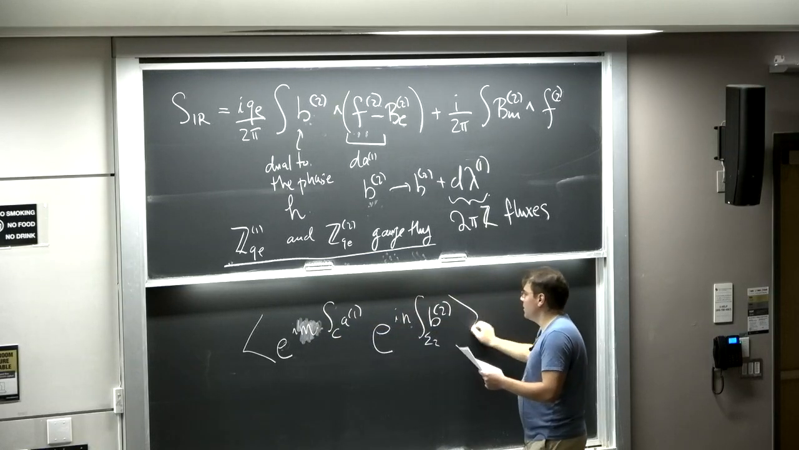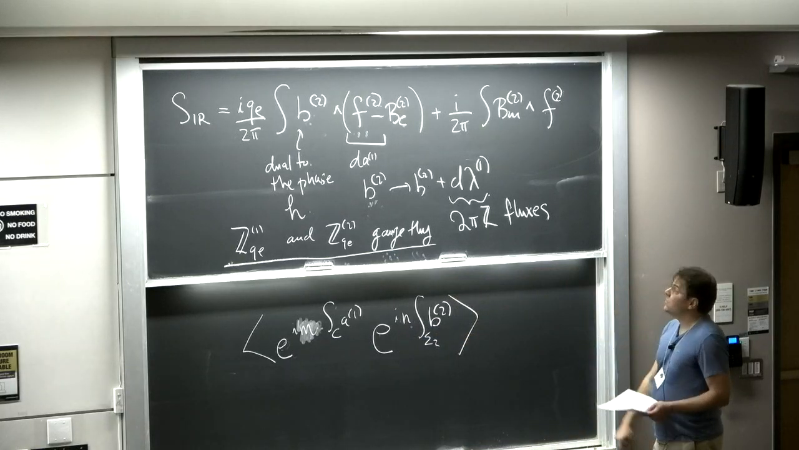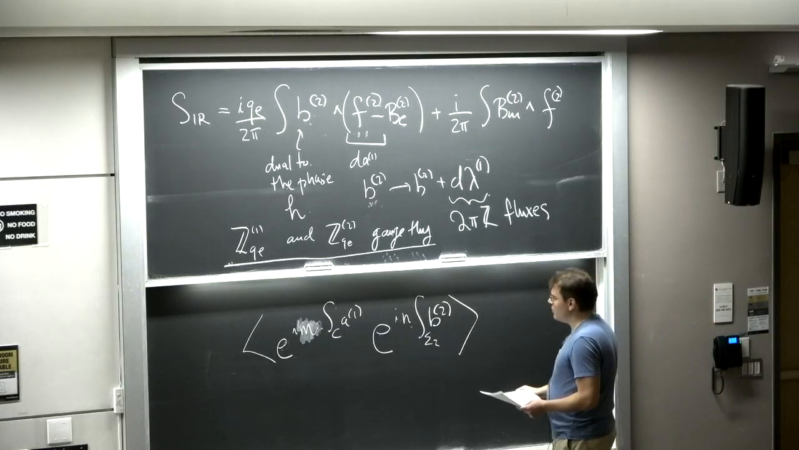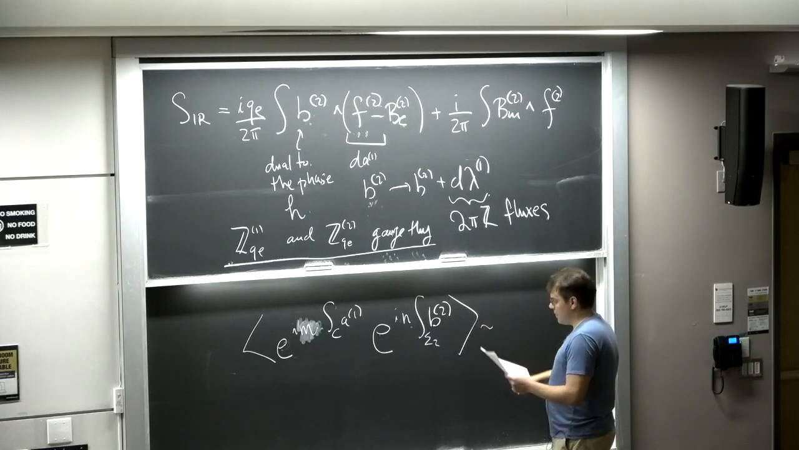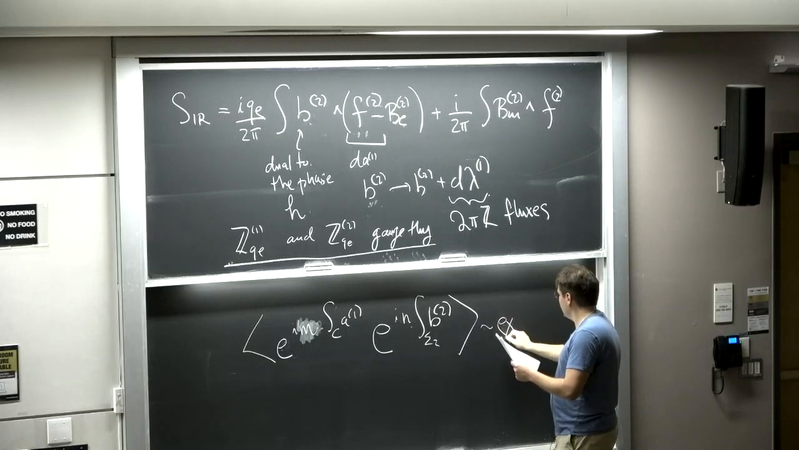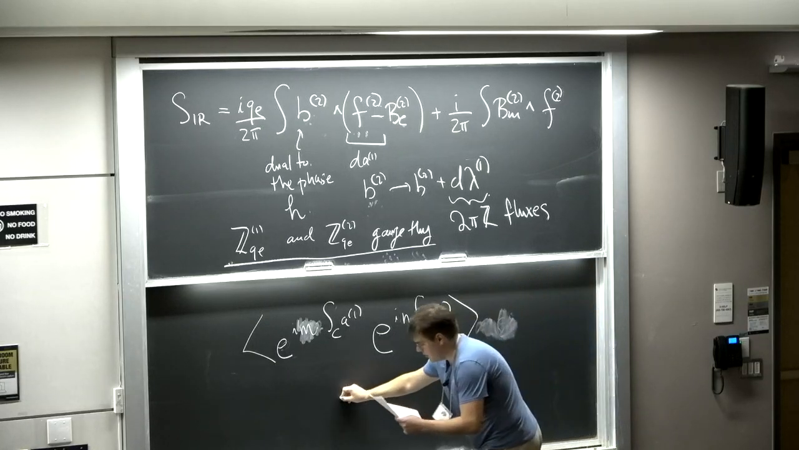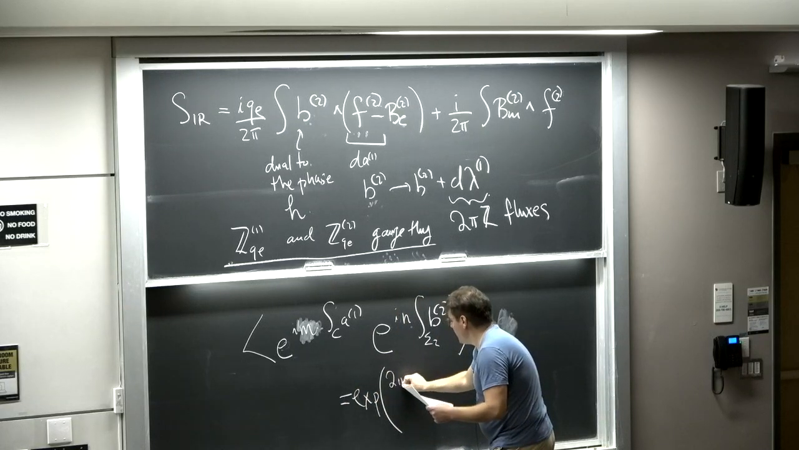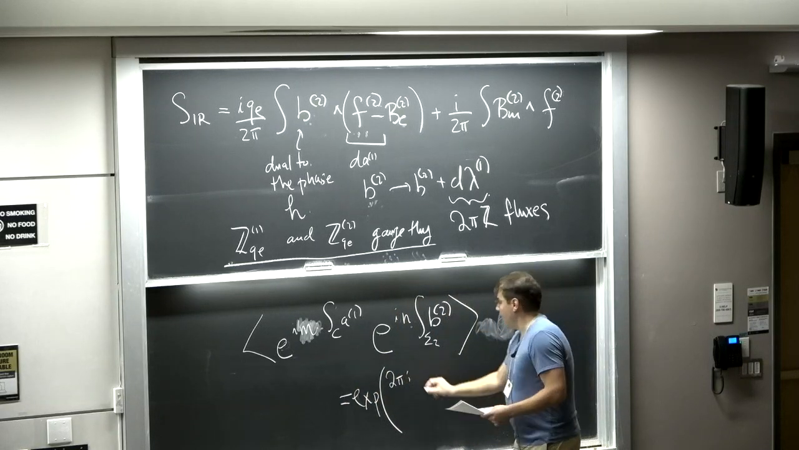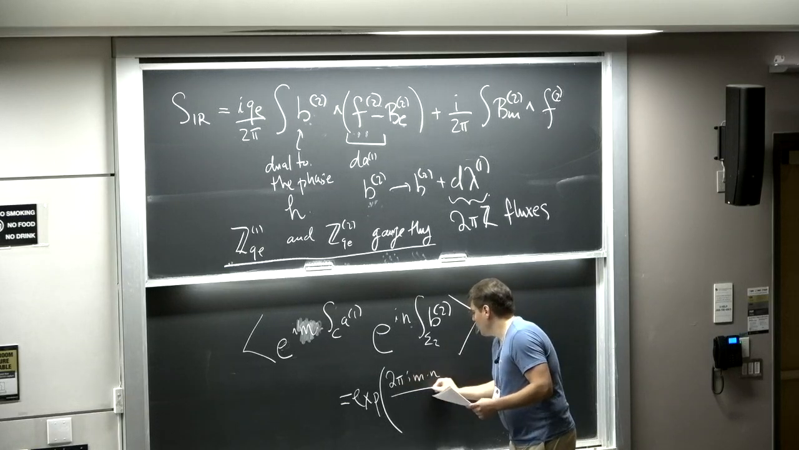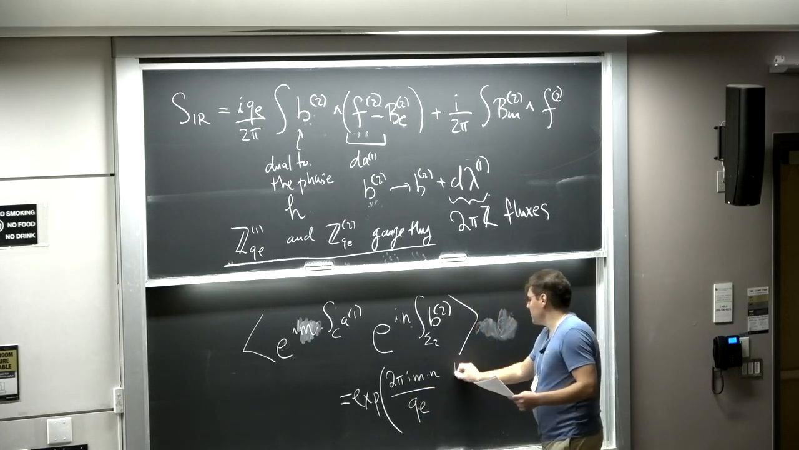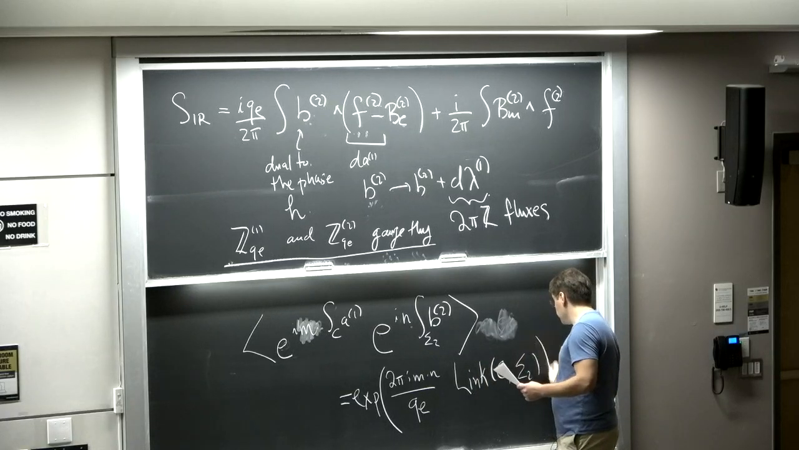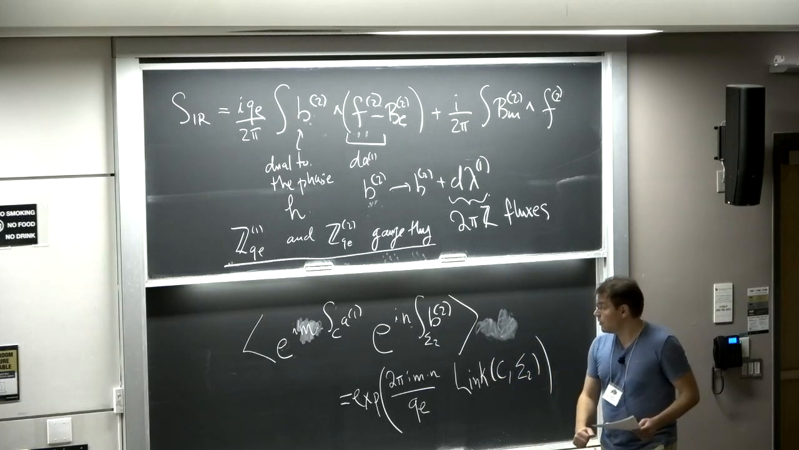These are integers. And I'm not going to do the computation, but if you do the computation in this free Gaussian theory, which is not completely trivial but straightforward, then you find the exponential of 2 pi i mn over Q times the linking number of the curve with the surface. Right, we're in 4 dimensions.